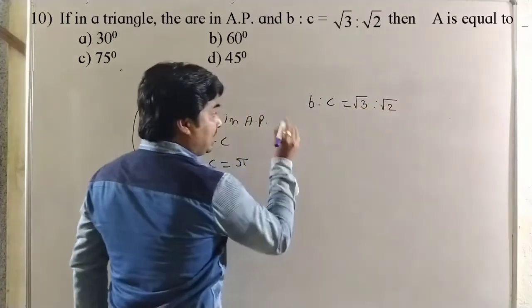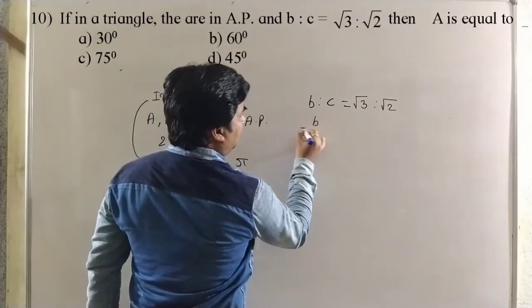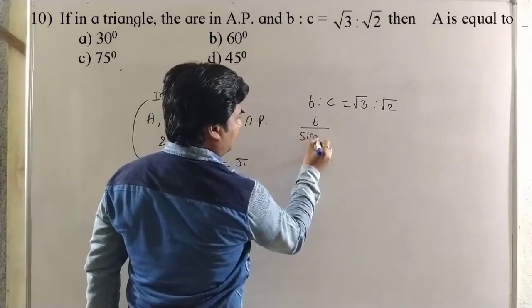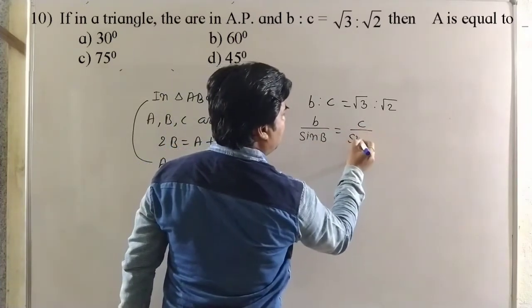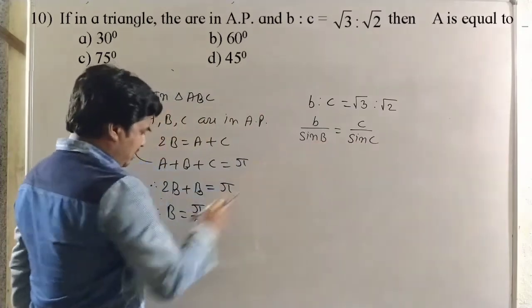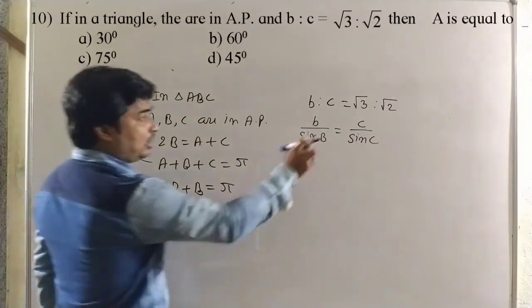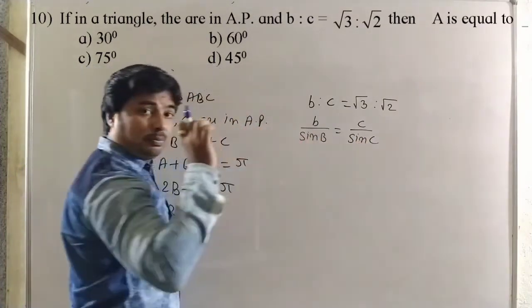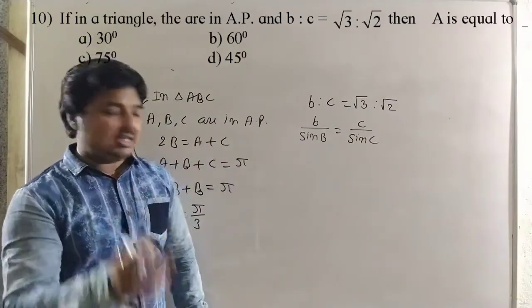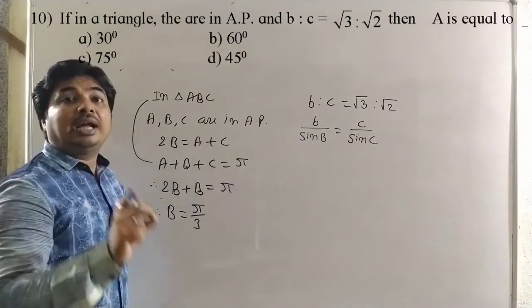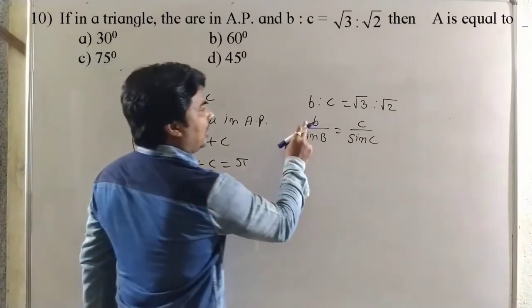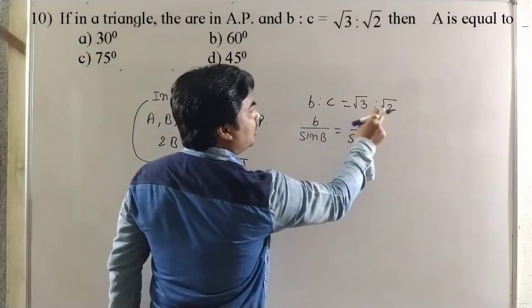Okay, then by the sine rule we write b upon sin B is equal to c upon sin C. Here the angle B we already have, we find the angle C, and using the angles B and C, with A plus B plus C equal to pi, we find the angle A. Now the ratio b is to c is equal to root 3 is to root 2.